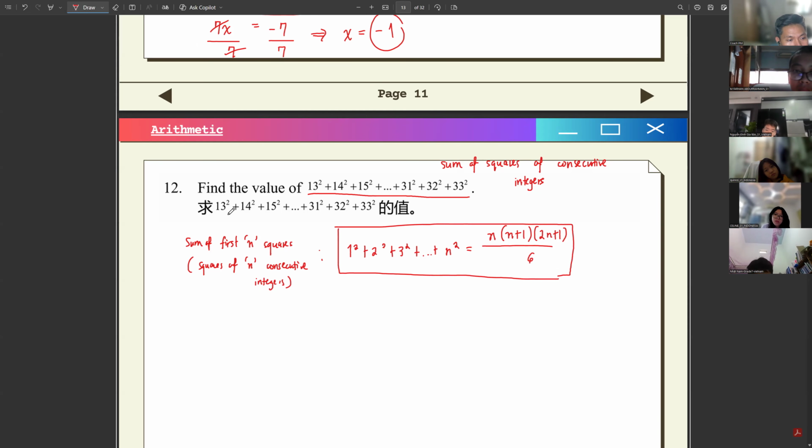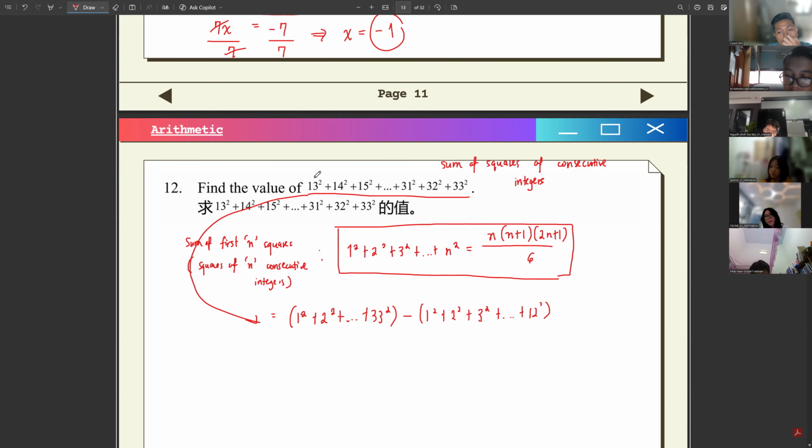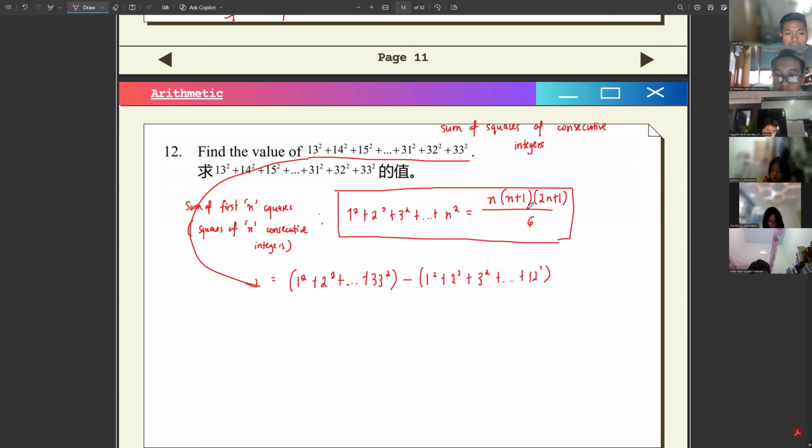What we can do is write this as 1 squared plus 2 squared up to your biggest square, which is 33 squared. And then we just subtract 1 squared up to 12 squared, so that your result will be starting from 13 squared. You follow? So that's our technique here, so that we can use this formula.